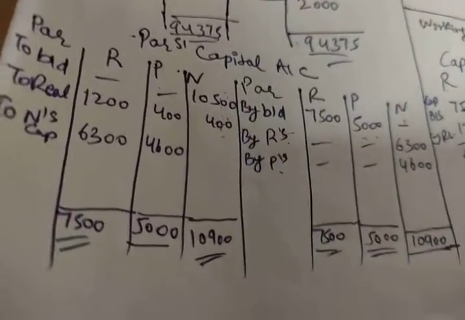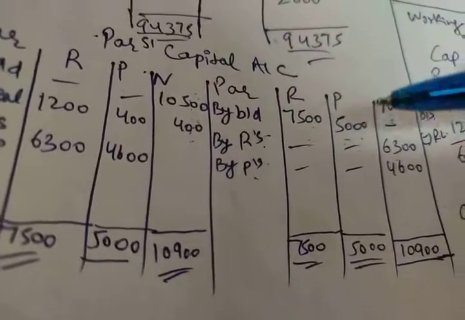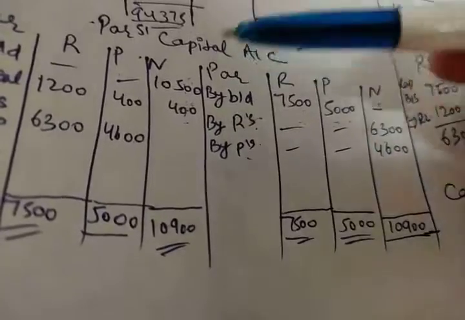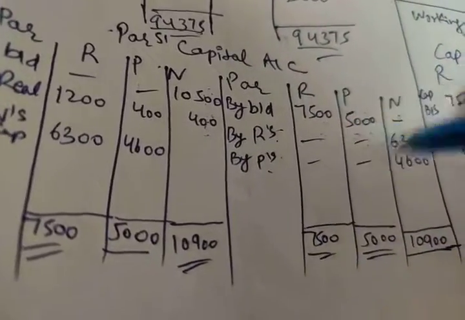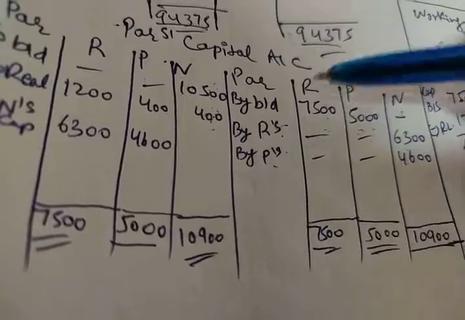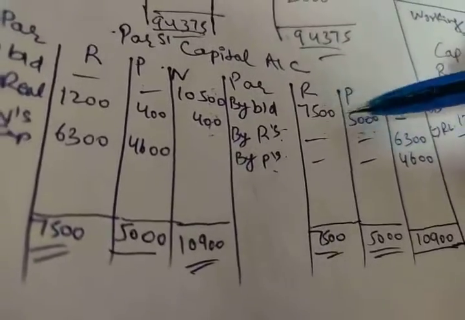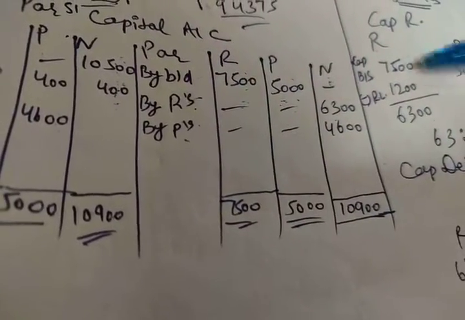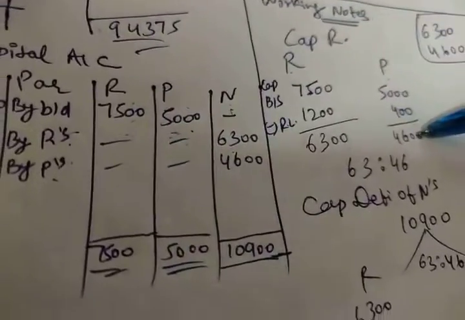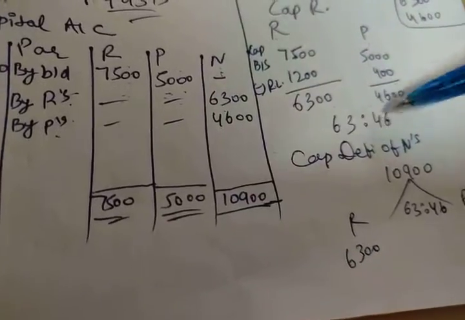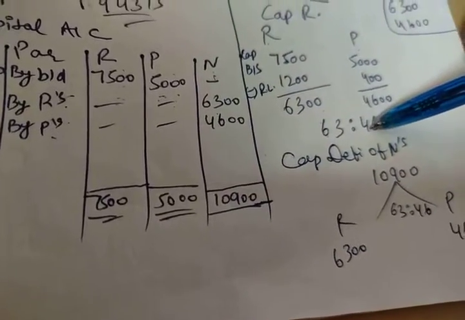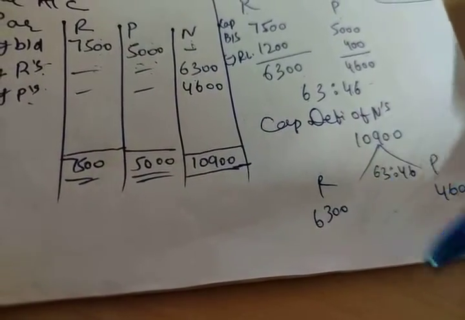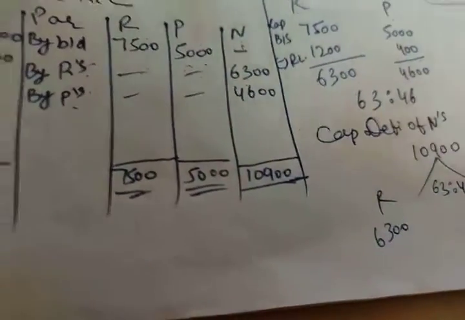What we did: because all the partners became insolvent and we are dissolving the firm, we have to try to see how much we can make the deficiency good with the available balance in the remaining partners. R and P had some excess, even after bearing their realization loss. So that we have calculated, and we have calculated the ratio of that capital, and in that ratio both partners have borne N's capital deficiency, that was 10,900.